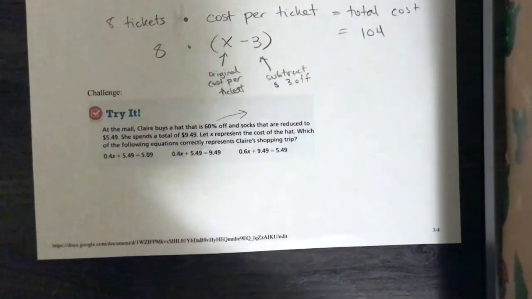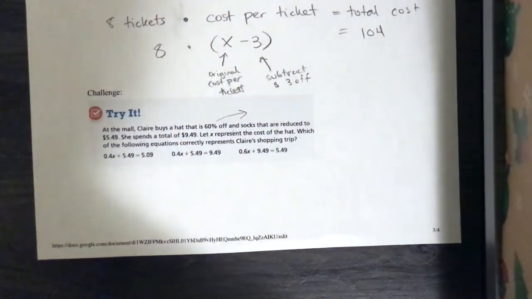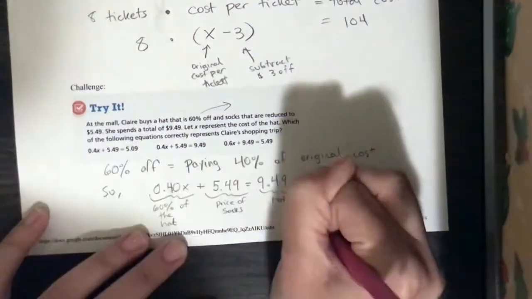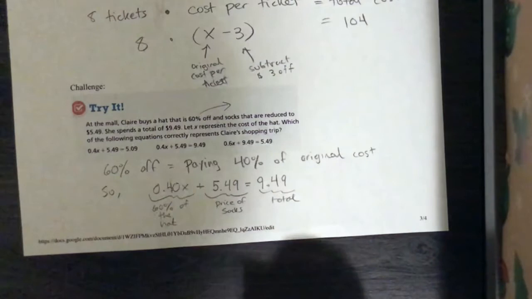All right, this is the challenge, try it, so read it, give it a shot, and I'm going to have the answer following soon. So the correct equation is the second one. 60% off is the same thing as taking 40% of something. So we do 0.40 times X plus the price of the socks, and that gives us the total.